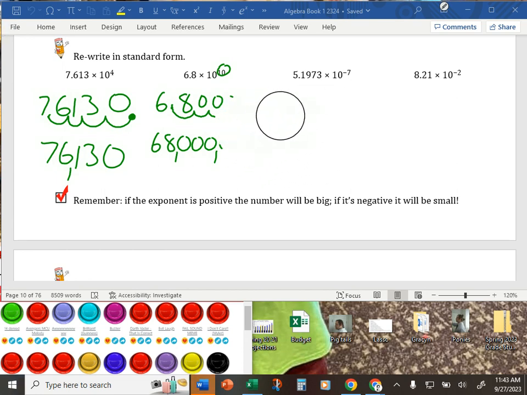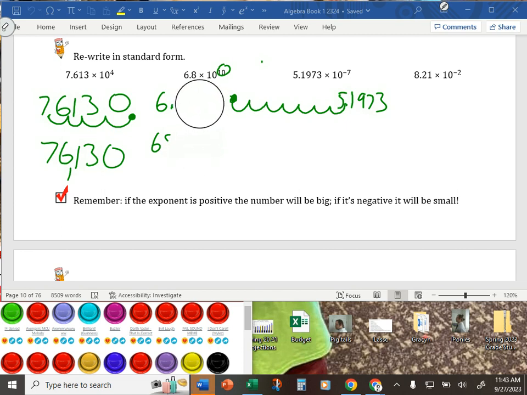5.1973 times 10 to the negative 7th. Which direction are you moving the decimal, and how many times? Left 7 times, right? The negative power tells us it's going to the left. The 7 tells us it's 7 times. So I'm going to have to start my number kind of over here. I'm going to need that space to the left of it. And so 1, 2, 3, 4, 5, 6, 7.